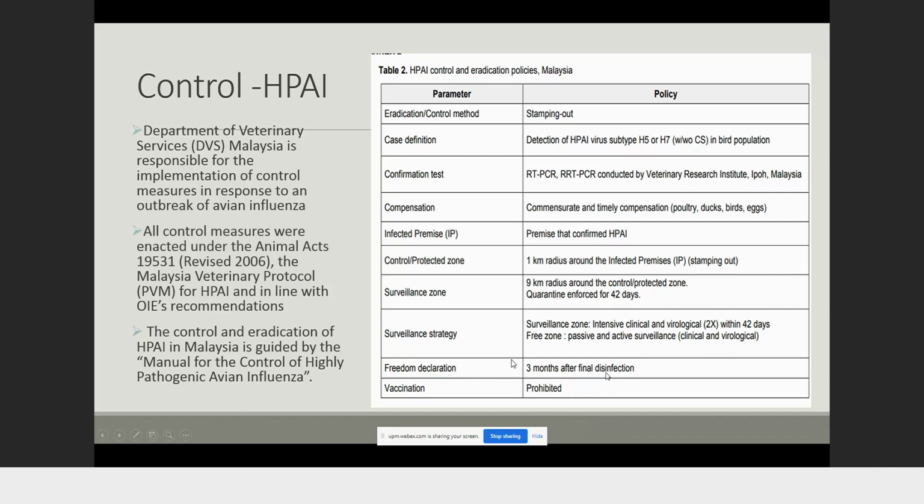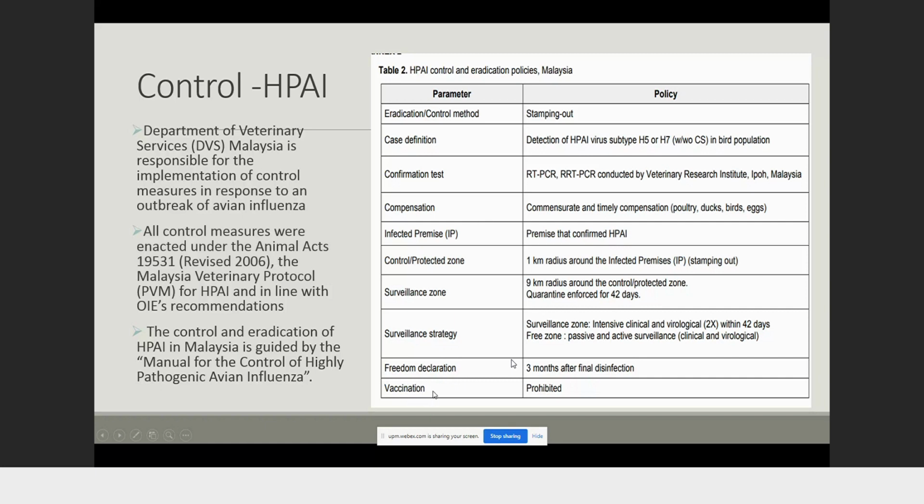After 3 months of final disinfection, once all of your surveillance samples are completely negative, you can self-declare that you are free from HPAI. So DVS has self-declared that Malaysia is free of HPAI. You can see that document available online.